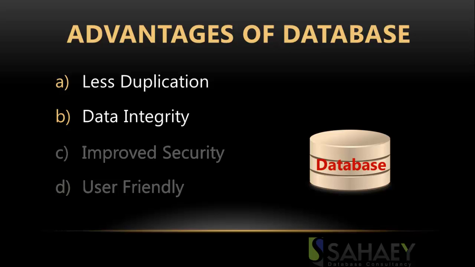Since the flat file system stores the same piece of information in more than one place, any changes to data need to occur in all the places that the data is stored to maintain data integrity. The chances of making a mistake in this case are higher than if you were to make the change in a single place. Databases help maintain data integrity because updates and changes to data only have to be made in one place.